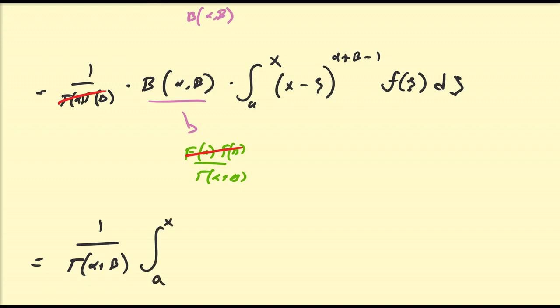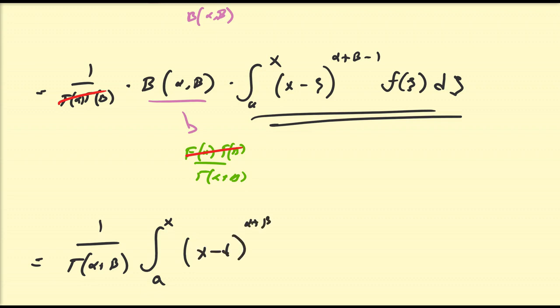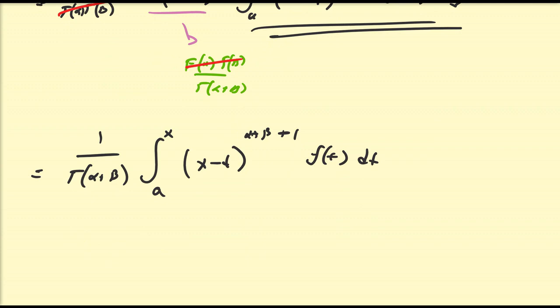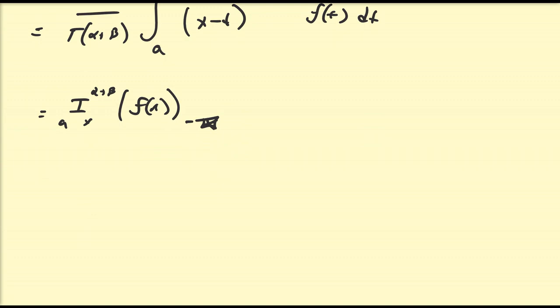x of (x minus psi), or you can say x minus t. It doesn't really matter because psi is a dummy variable, so we can call this (x minus t) to the alpha plus beta minus 1 times f of t dt. And this is precisely the definition of the fractional integral from a to x of order alpha plus beta of the function f of x, which I think is a very beautiful result.